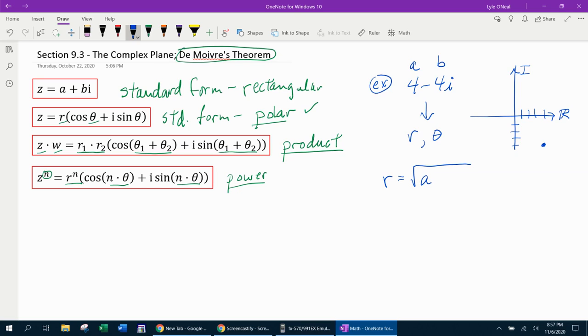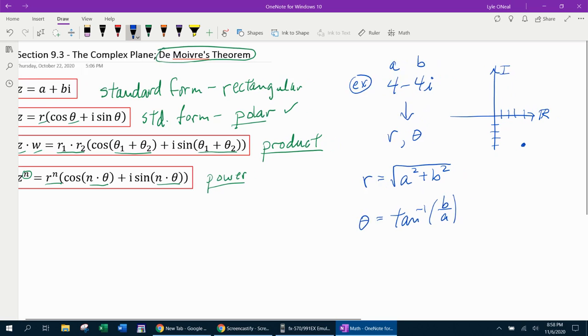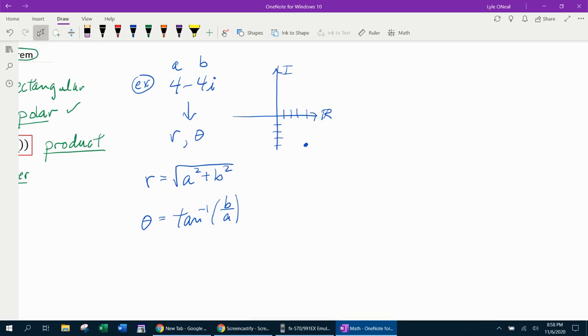But in this section, it's going to be the square root of a squared plus b squared. And so that's how we're going to get our radius. And our theta is going to be the inverse tangent of b over a. That's how we're going to get r and theta. And so let me slide this over just a bit, and we'll do plug and play.